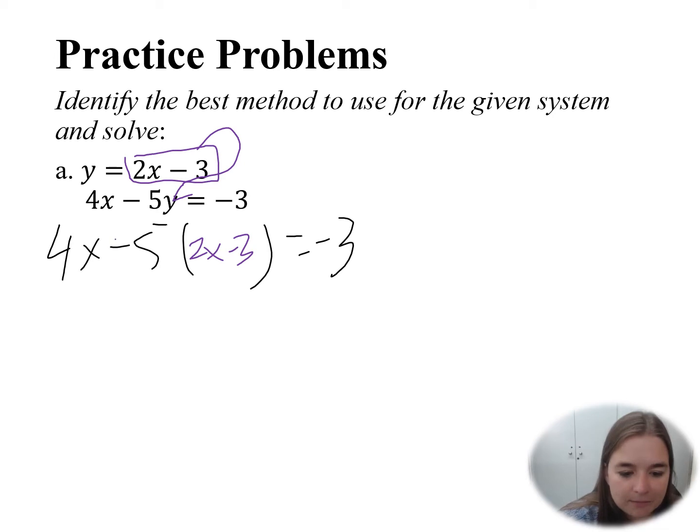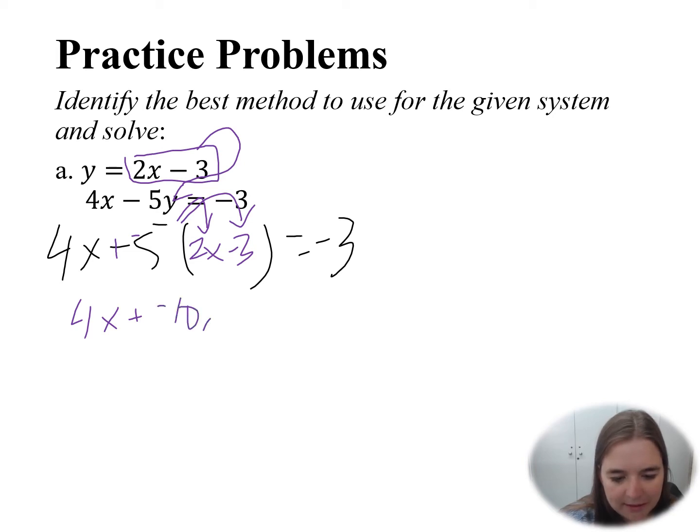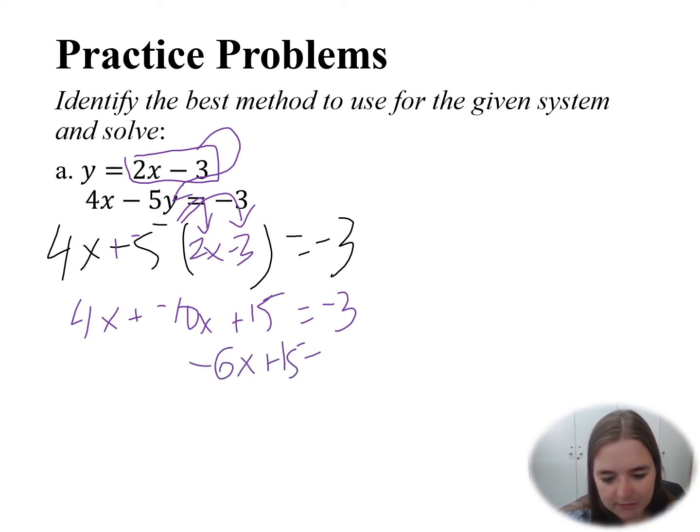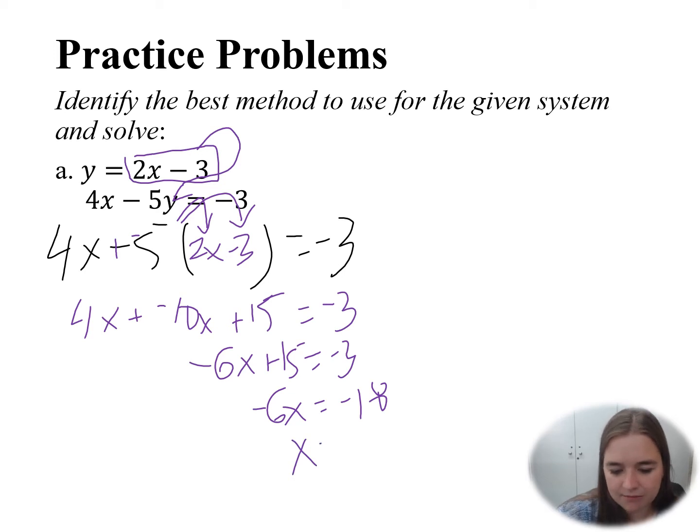Now I need to use some distributive property here. I know that minus 5 is really the same as plus a negative 5, so I'm going to remember where that negative sign is attached. I get 4x plus, well, negative 5 times a positive 2x is a negative 10x. Negative 5 and a negative 3 is a 15. Now I need to combine my like terms. 4x minus 10x is a negative 6x plus 15 equals negative 3. If I take away 15 from both sides, I get a negative 6x is a negative 18. So when I divide by negative 6, I find out that x is equal to 3.